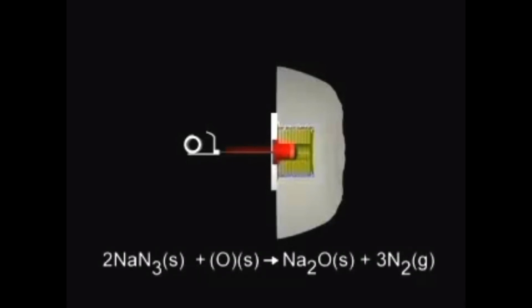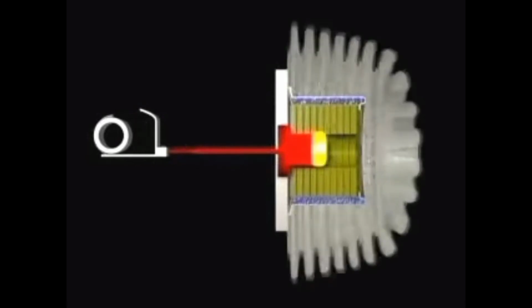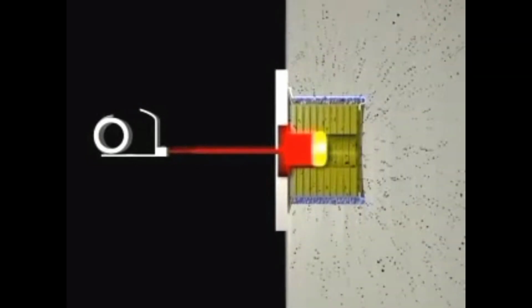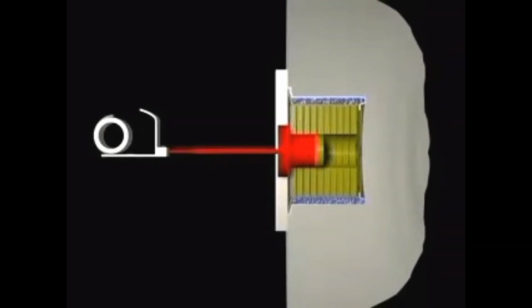In practice, an oxidant is added to react with the sodium to form sodium oxide. When the reaction is triggered by a sudden application of heat, the hot nitrogen gas formed by decomposition of the sodium azide expands into the airbag. Expansion occurs in only about 50 milliseconds. After the initial expansion, the hot nitrogen gas cools and the bag partially deflates, freeing the passenger.